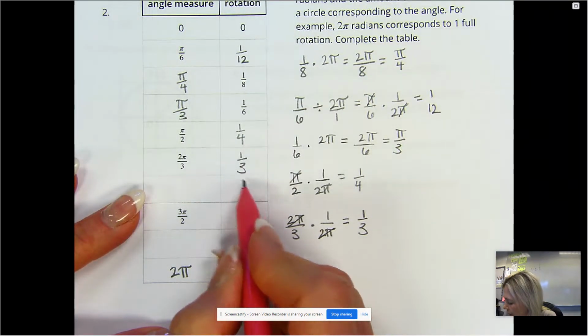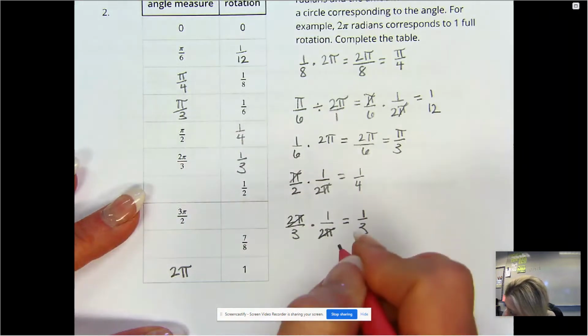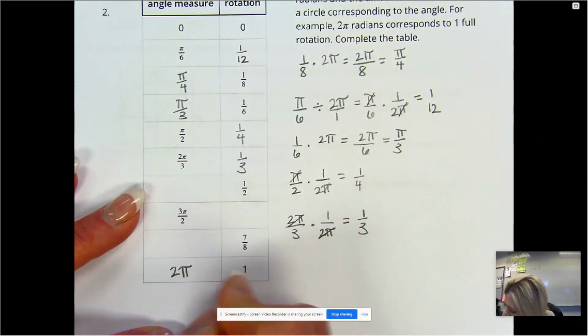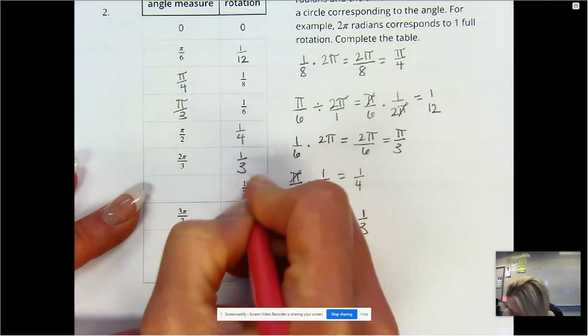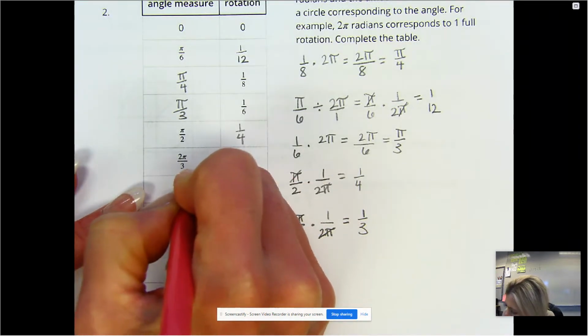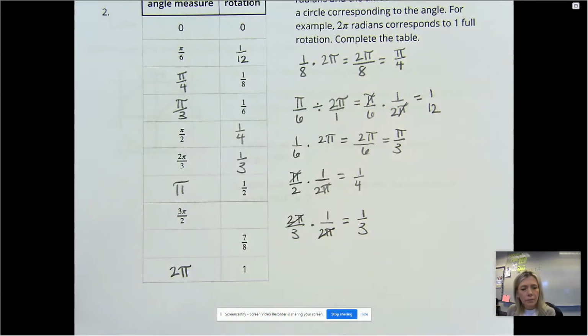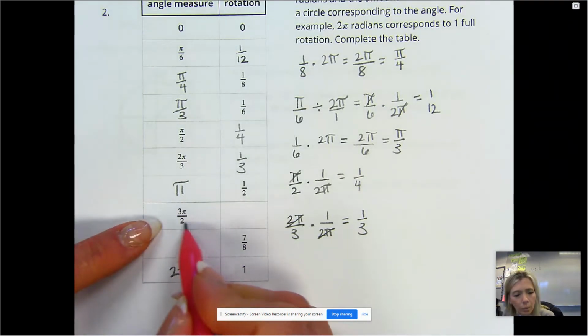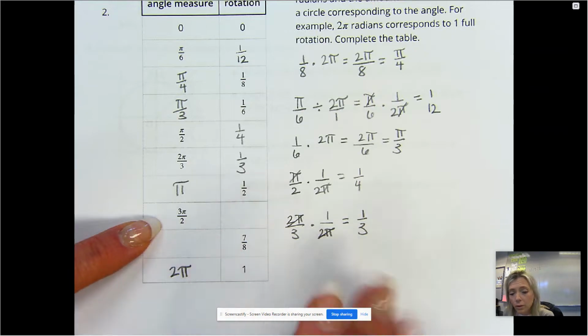Okay, for here, 1/2 the rotation, half of the circle. If the whole circle is 2 pi, half of the circle is pi. I don't even need to write any word for that one. 3 pi over 2, that's another point that we labeled on the circle.